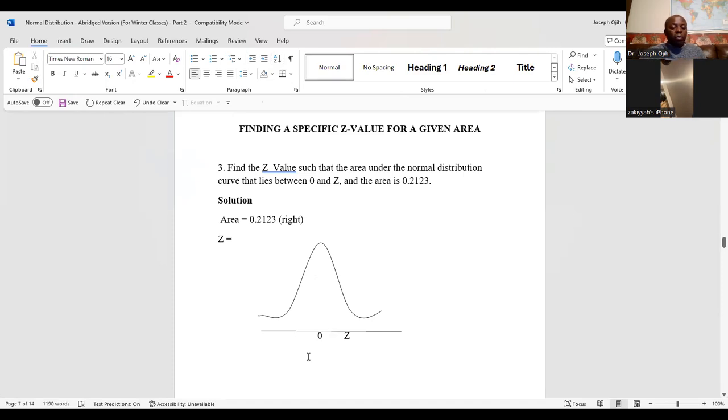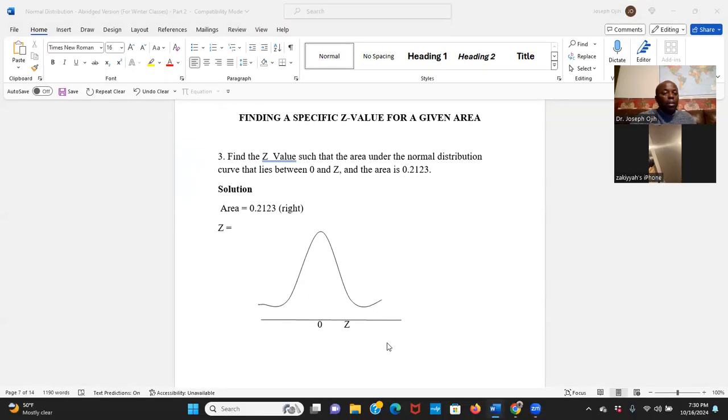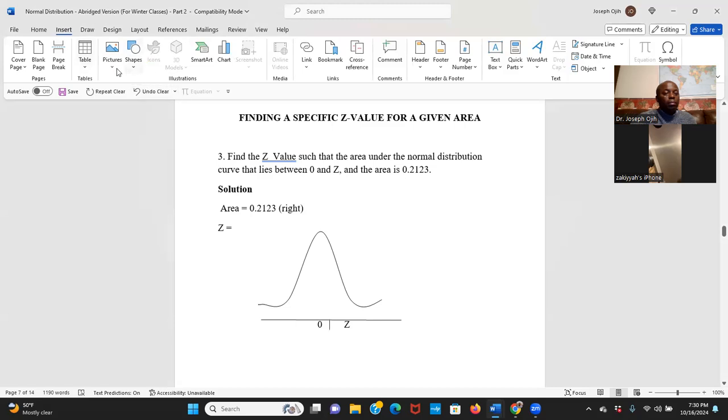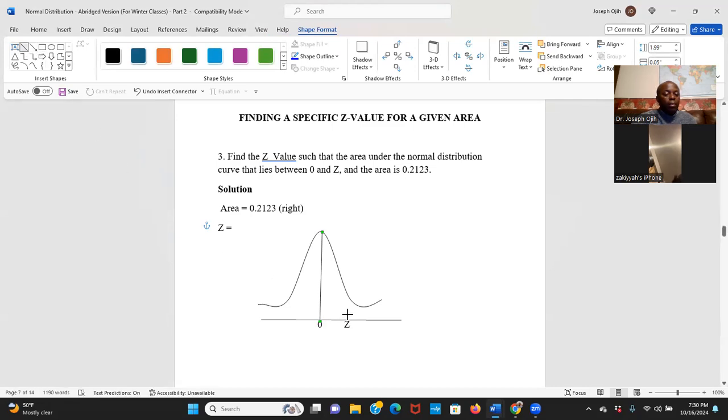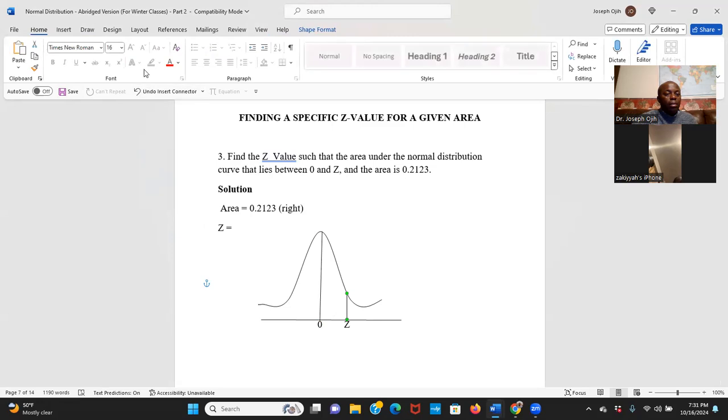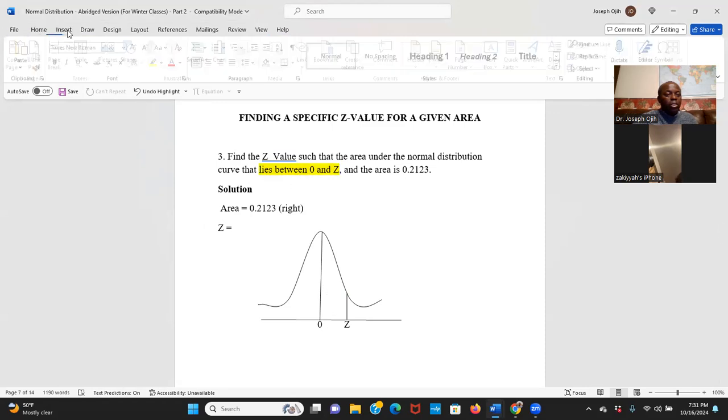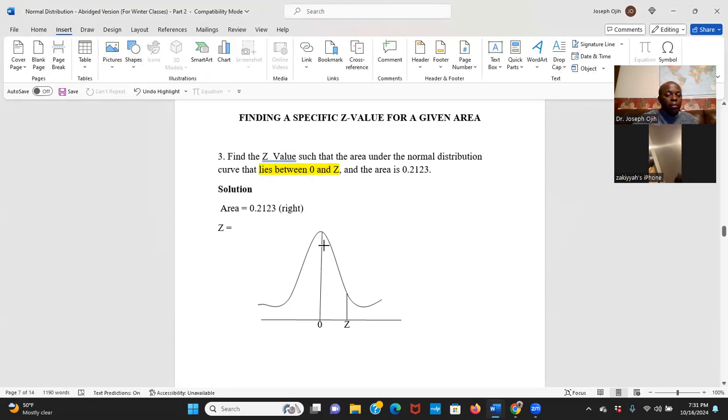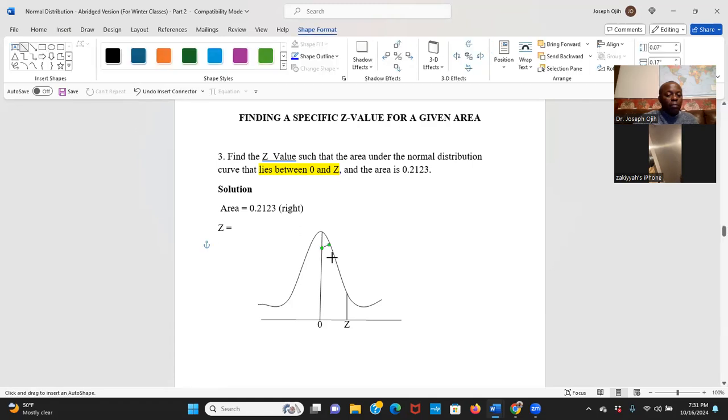Like I said, we assume it's on the right side. So we put the center line that represents the mean, then Z to the right. It says the area lies between 0 and Z, so this is the area we are looking for, or rather the probability. Z is the value we are looking for.